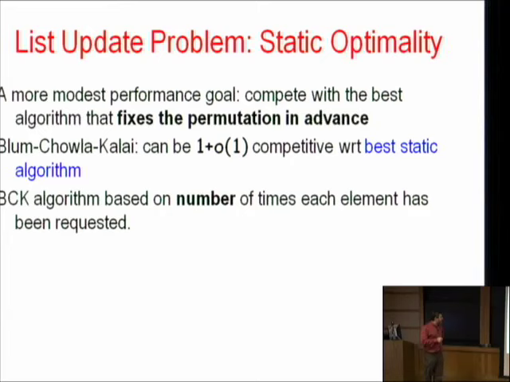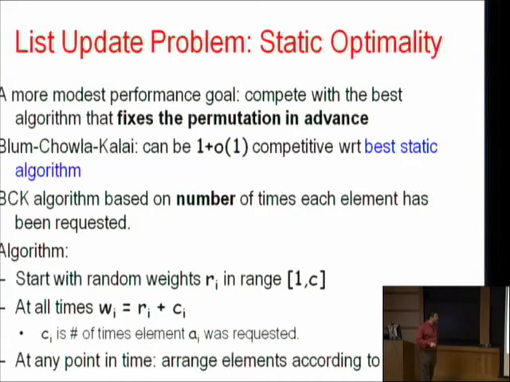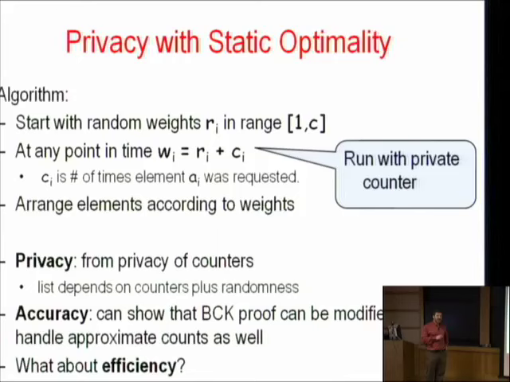The point is that their algorithm was really based on the number of times each element has been requested. The algorithm starts with random weights in some range. At any point in time, your weight is your original random weight plus c_i, where c_i is the number of times this element has been requested, and you have to keep the list sorted accordingly. So our algorithm is essentially the same, except that we run c_i using our private counters. So we have n counters instead of n factorial, as Russell was suggesting.